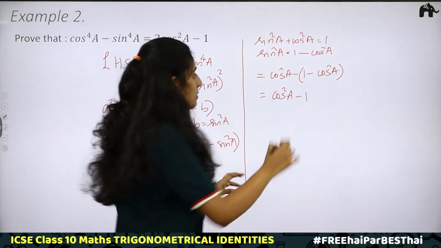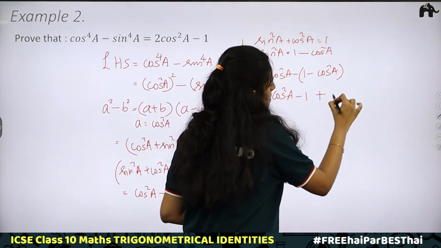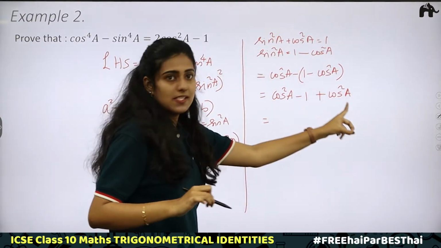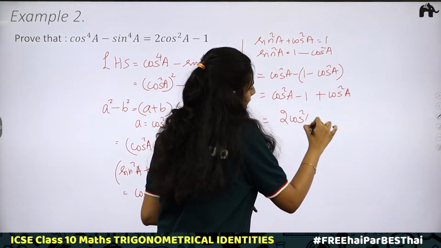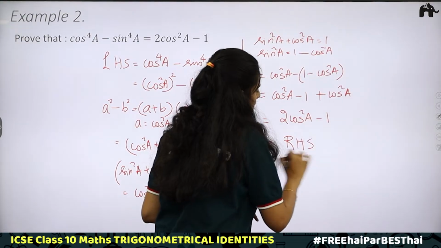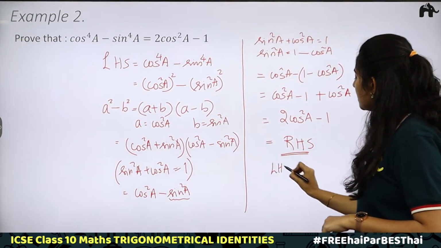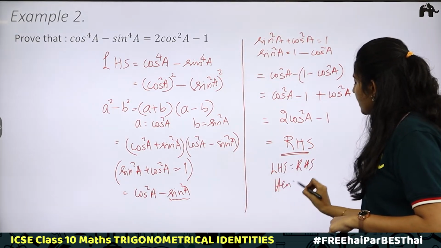Removing the brackets and multiplying, minus of minus is plus. Plus cos square A. Then what do we get? Cos square A plus cos square A is 2 cos square A, minus 1, which is the required right hand side. So we are getting LHS and RHS equal. So this is the required proof. Hence proved.